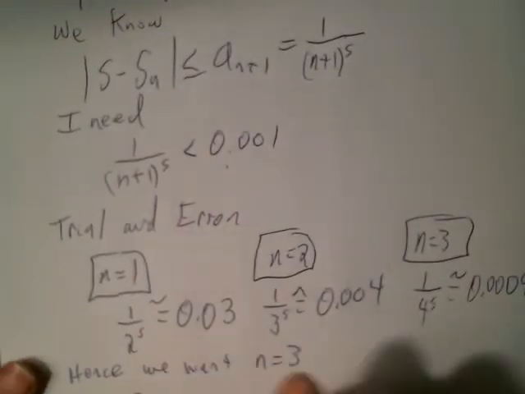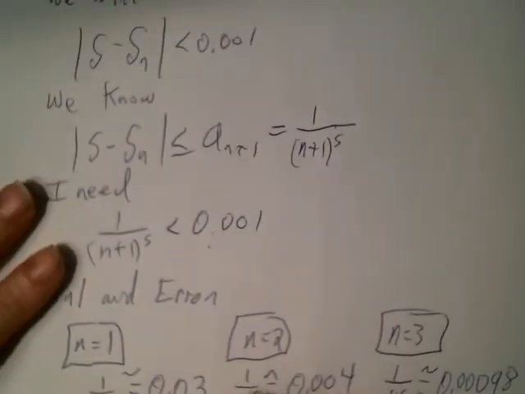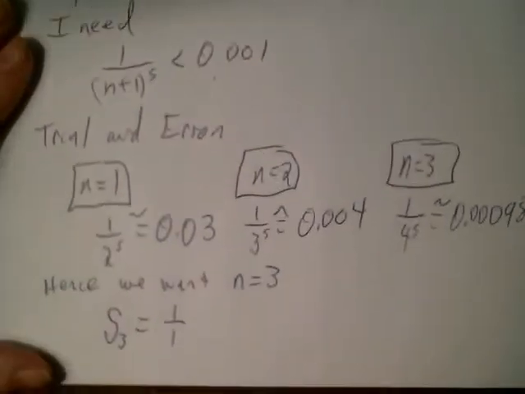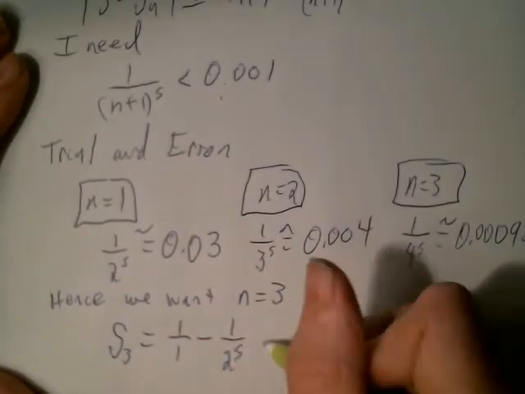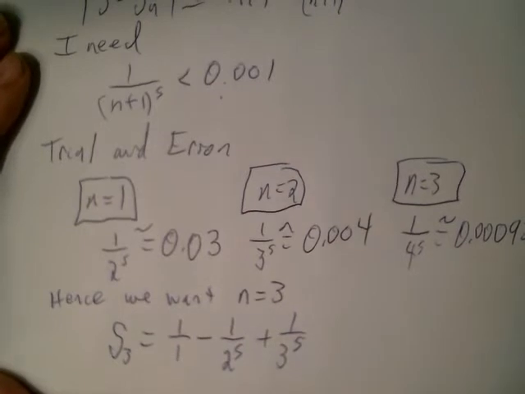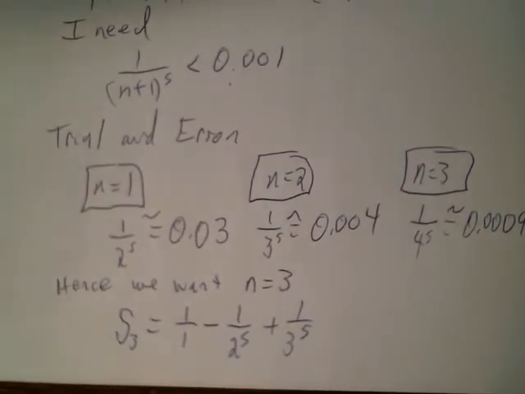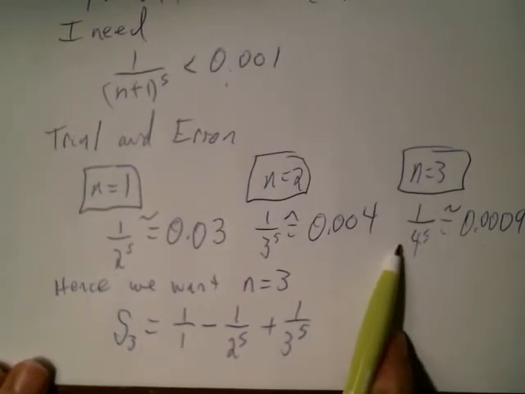So I need to put in, what is s sub 3? S sub 3 would be putting in 1, I get a positive, so it'd be 1 all over 1 to the 5th. Then a sub 2 is minus 1 all over 2 to the 5th, and then plus 1 over 3 to the 5th. So basically, you need to go all the way up to the one before this guy.